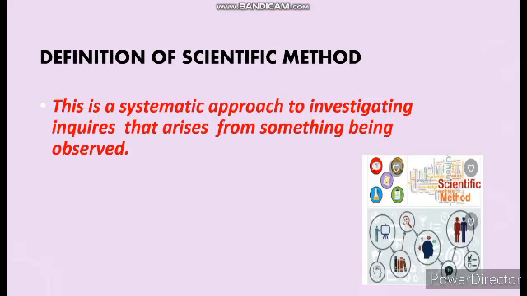Now, scientific method is a systematic process of identifying inquiries that arise from something being observed. Okay, it's after observing something, what are the approach, what are the methods, how do you investigate what is being observed? Having observed a thing, it must pass through a process, and that process is called what? Scientific method. So let's jump right in.